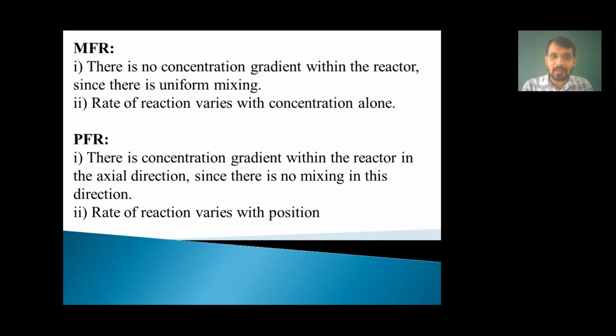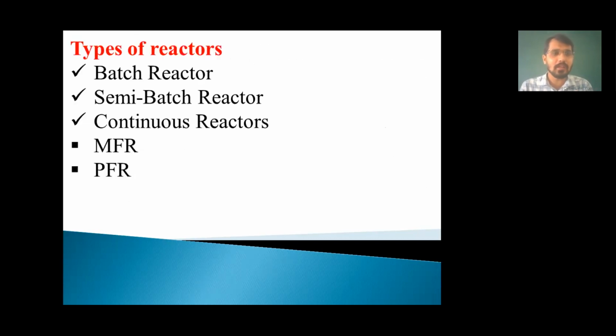And what is the difference between batch reactor, semi-batch reactor, and these two types of reactor? MFR and PFR are continuous reactors, and batch and semi-batch reactors are not continuous. What is the meaning of continuous reactor? Continuous reactor means we are feeding reactants in a continuous manner and withdrawing the product in a continuous manner. So this is all about types of reactor: batch reactor, semi-batch reactor, and continuous reactor, whose subtypes are MFR, the mixed flow reactor, and PFR, the plug flow reactor.